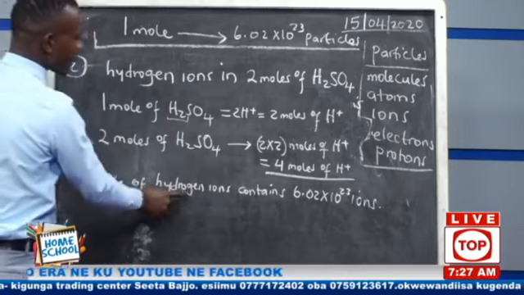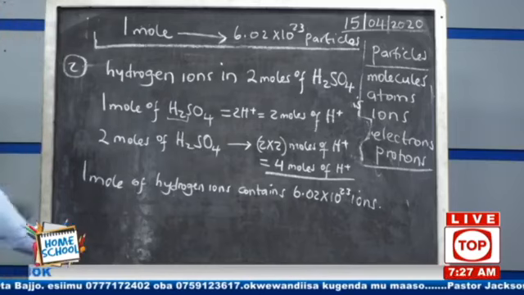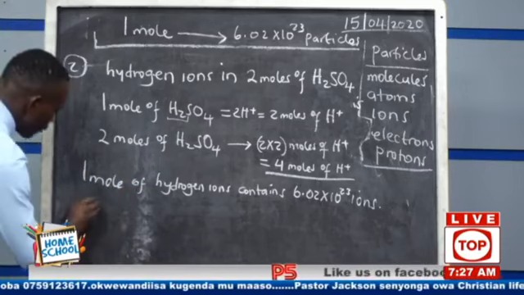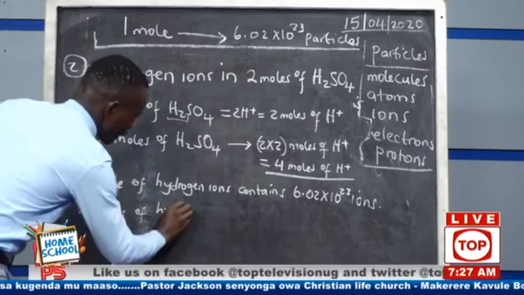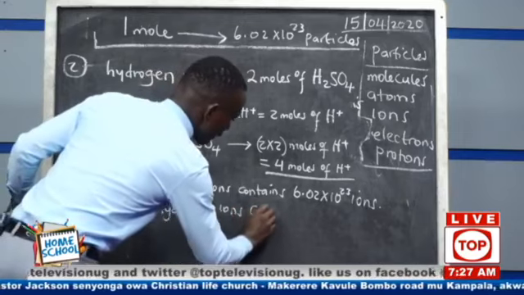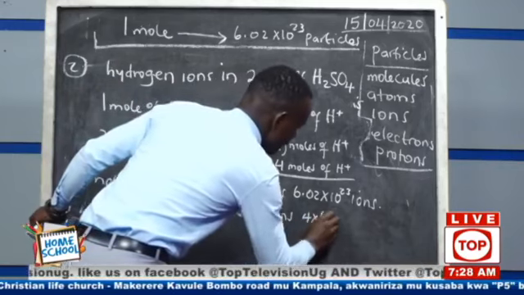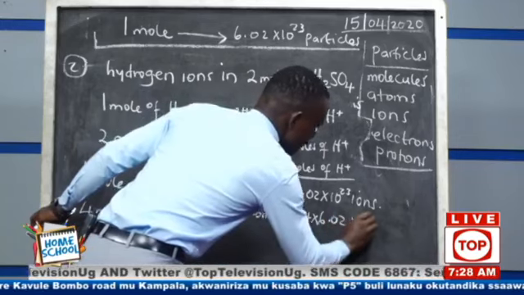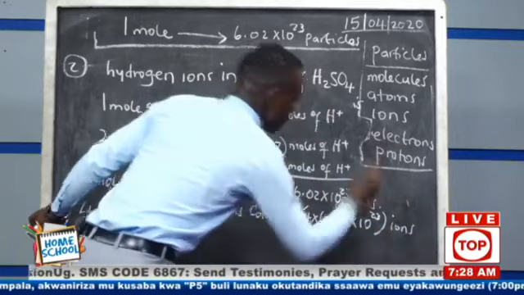That means here we don't say particles, we say ions, since the particles we are looking for, we know them. They are ions. So we say if 1 mole contains that number, what about 4 moles of hydrogen ions? They will contain 4 times 6.02 times 10 power 23 ions. You have to apply brackets.